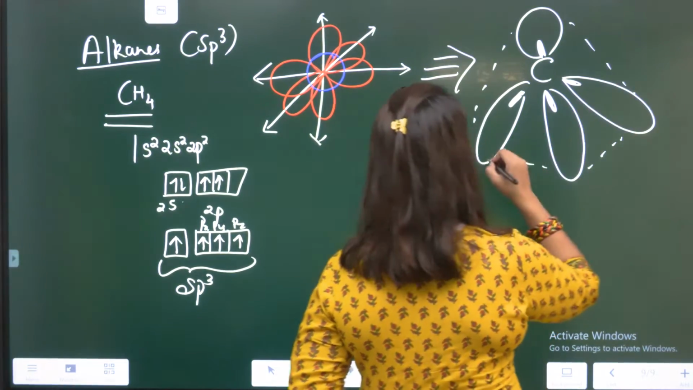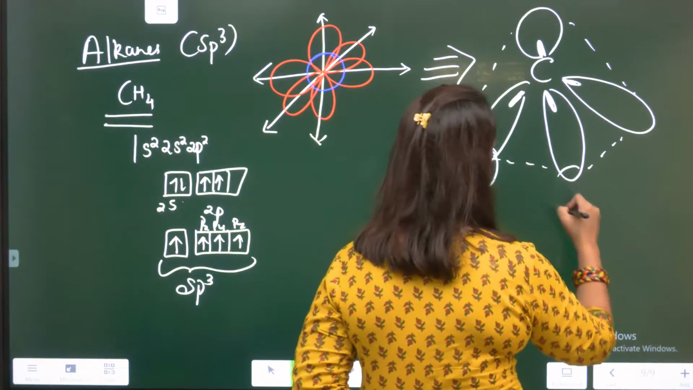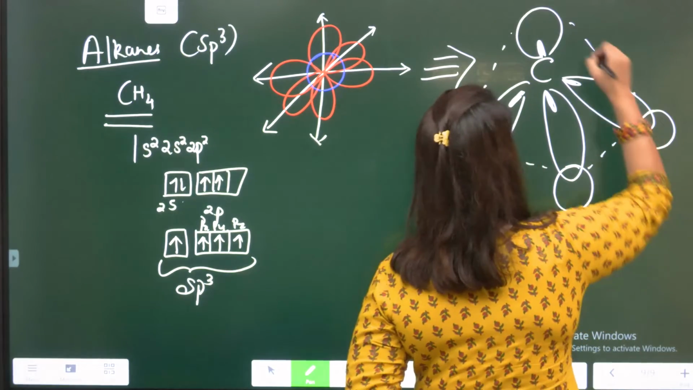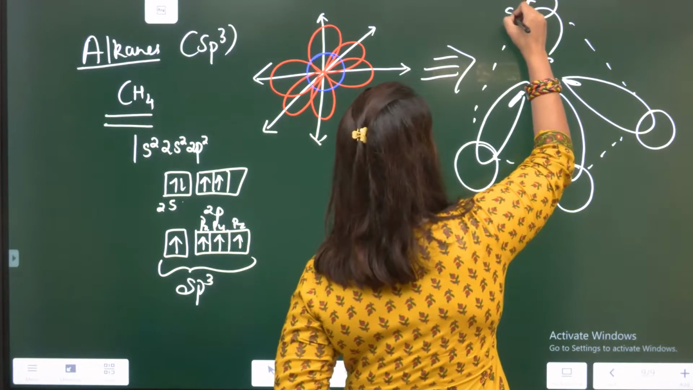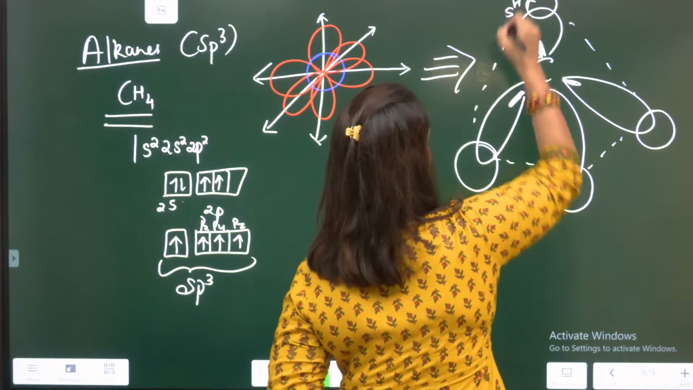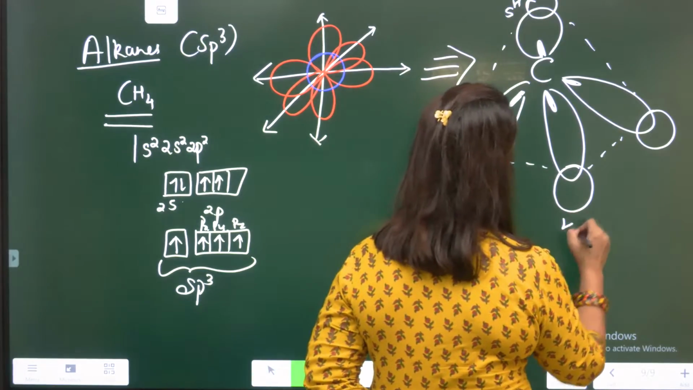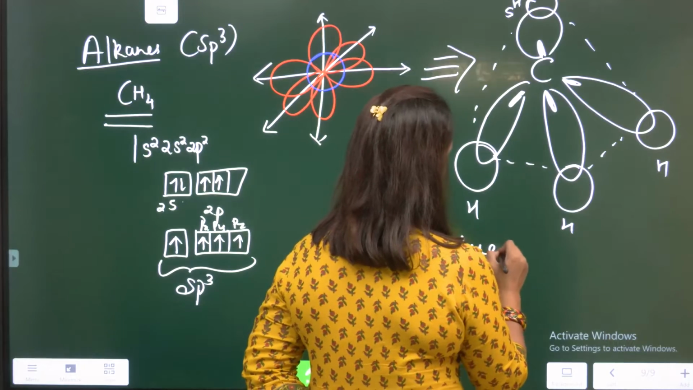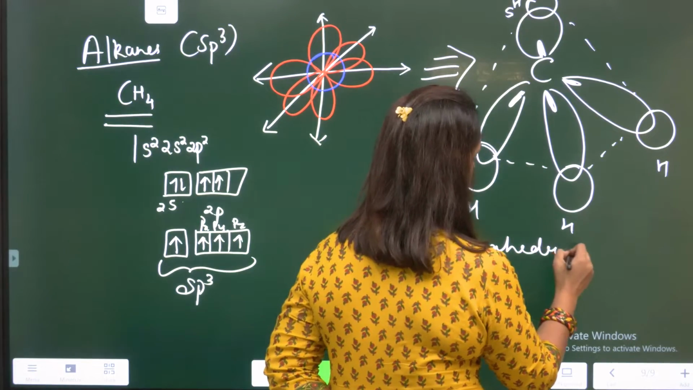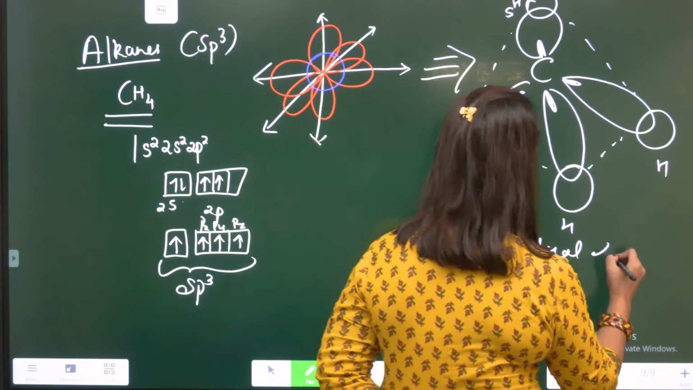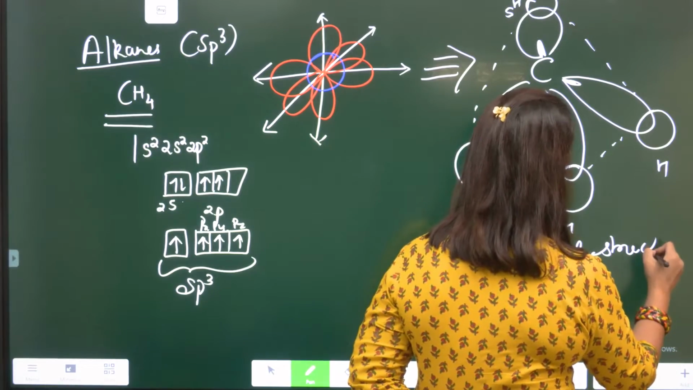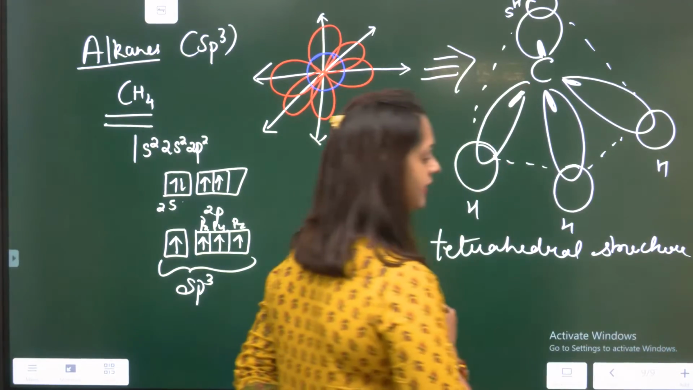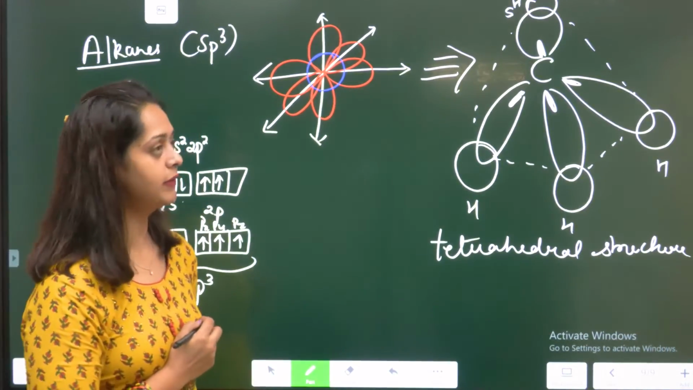which will be bonded sigma with the overlap of the s orbital of hydrogen, resulting in a tetrahedral structure. Right? This is how it happens.